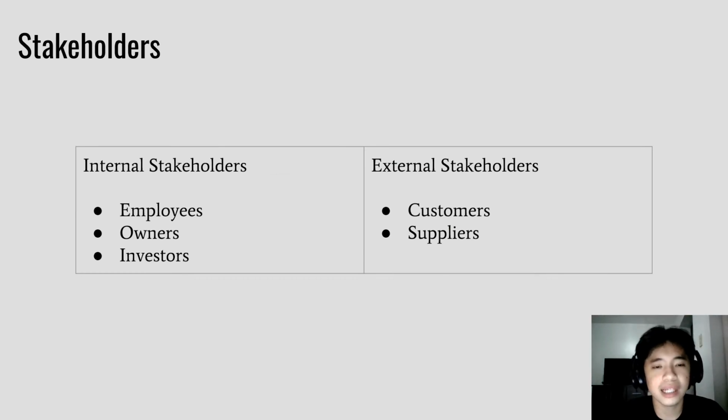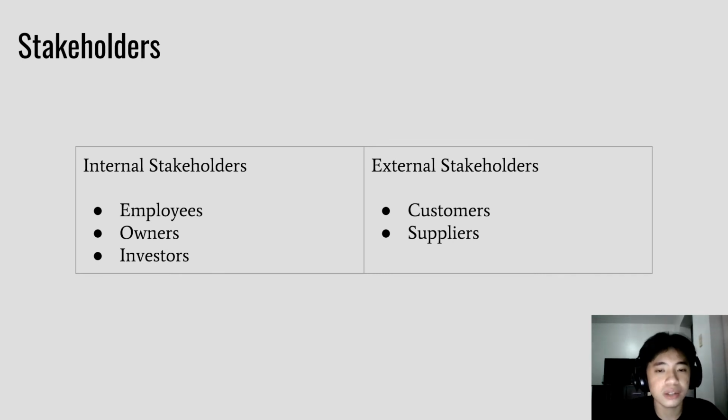Okay, so the next element of the implementation plan is the stakeholder. A stakeholder is a group of businessmen that interest a company and can make a huge impact on the business. There are 2 types of stakeholders, internal and external.